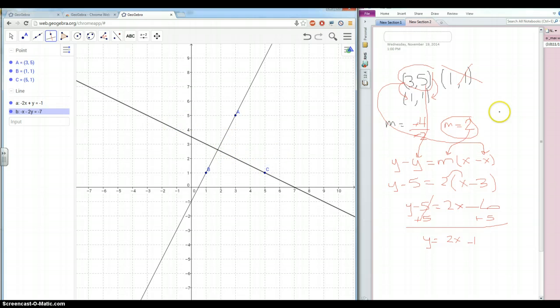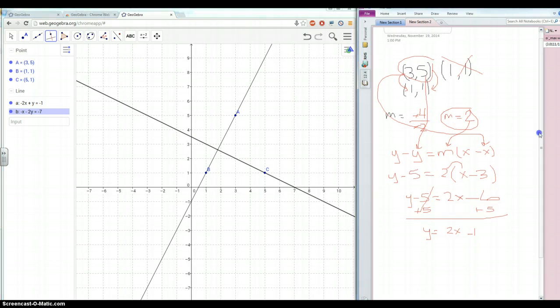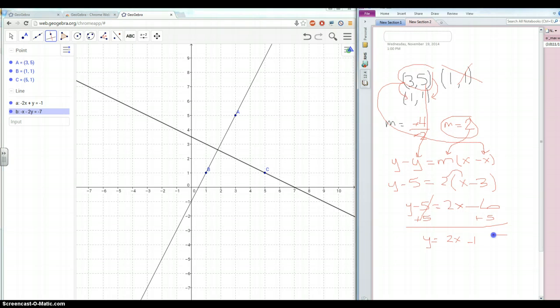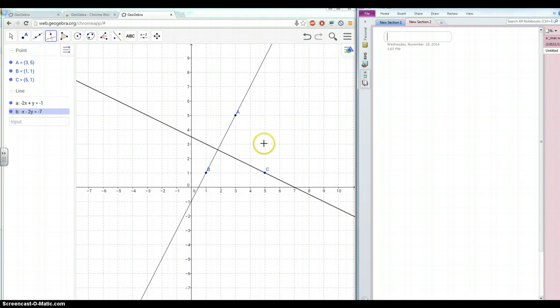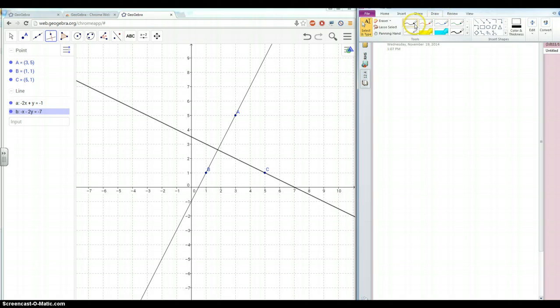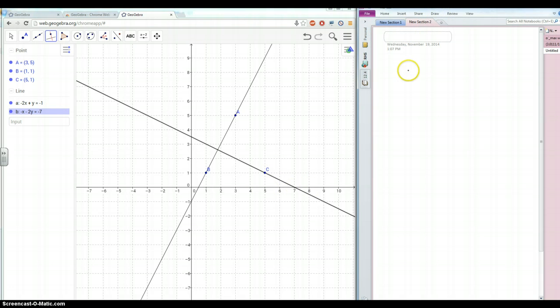But here's how we determine this line, okay? First, let me, I don't know how to make this go away. All right, don't know. All right, so the point that we have, the new point that we're going to use to make this line, looks like 5, 1.